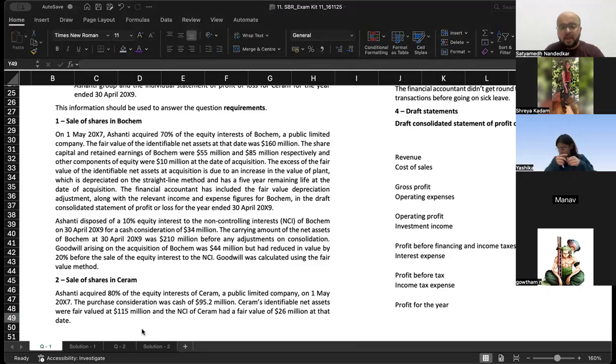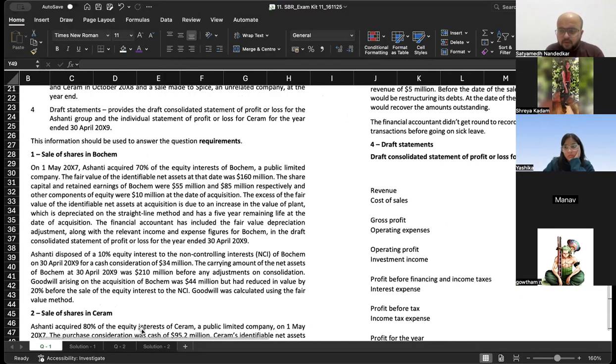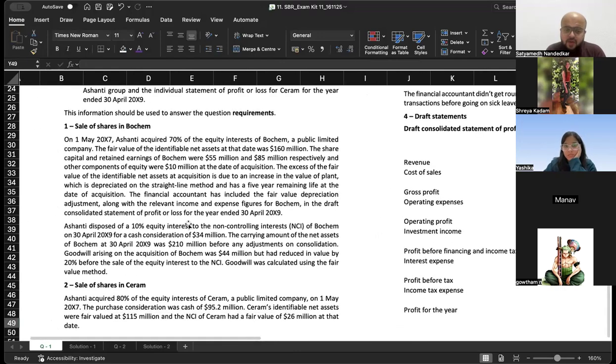And what is the difference on account of? The difference is on account of a fair value adjustment. Correct. What is the date of acquisition? Date of acquisition is 1st of May 2007. And what is your reporting date? 30th April 2009. Yes, 30th April 2009 is your reporting date. Date of acquisition is 1st of May 2007. We are now looking at 30th of April 2009. The carrying amount of net assets of Bochem at 30th April 2009 was 210 million before any adjustment on consolidation.